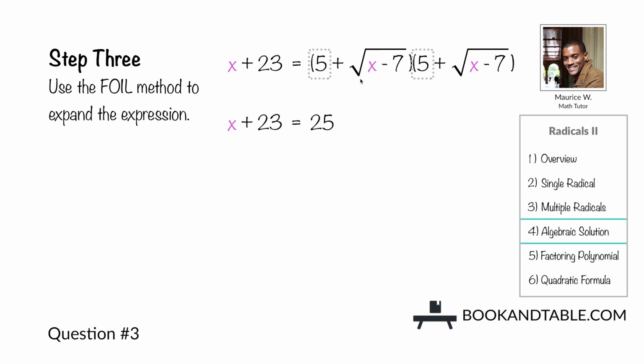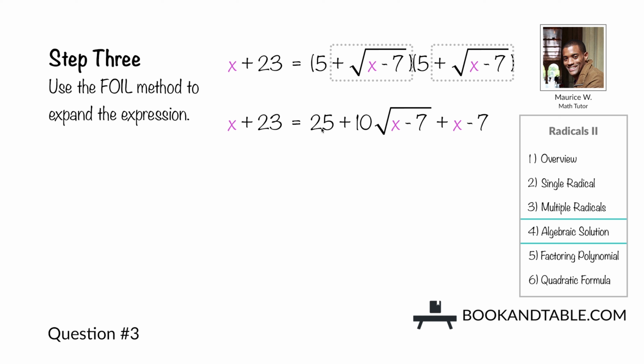5 times 5 gives you 25. 5 times the square root of x minus 7 is equal to 5 radical x minus 7. When we do that again, 5 times radical x minus 7, we add this 5 to the previous 5, giving us 10 radical x minus 7. And then you multiply the last terms, radical x minus 7 times itself, which leaves you with just the radicand, x minus 7. 25 minus 7 would be 18.